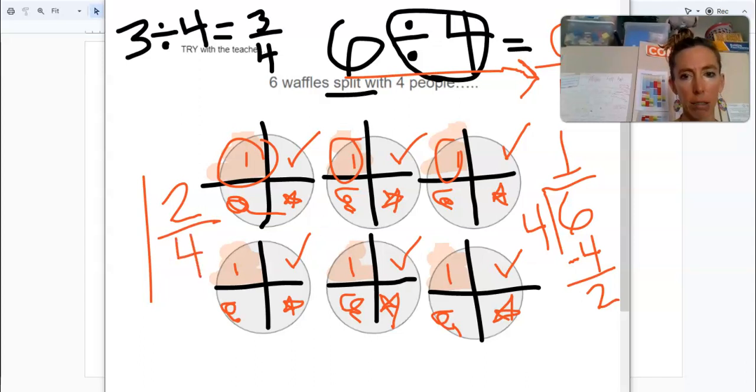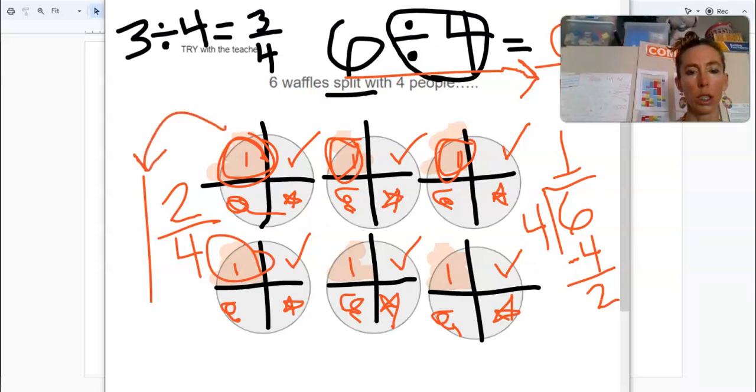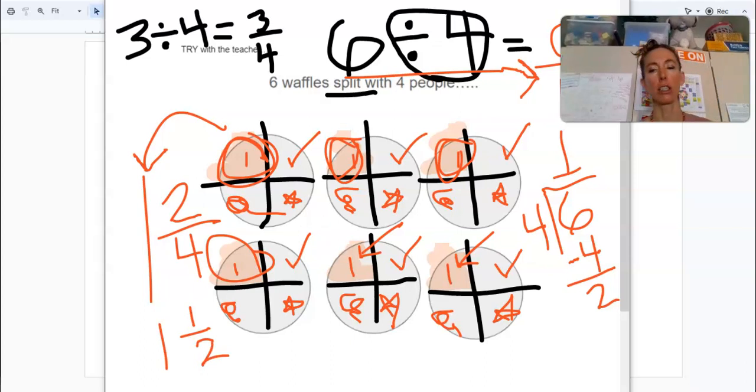Which makes sense, because if I put 1, 2, 3, 4 of those 4ths together, that makes 1 whole waffle. And then I'll have how many more left? 1, 2. Which I could leave as 2/4, or some of you know that's equivalent to half of a waffle. So I have 3 answers here. I could say 6/4 waffles. I could say 1 2/4 waffles for each person, or I could say 1 1/2.